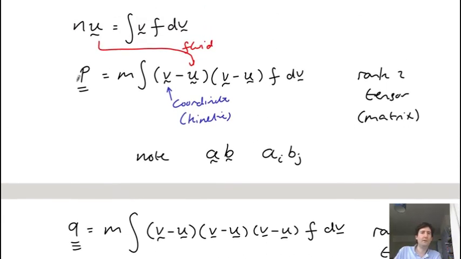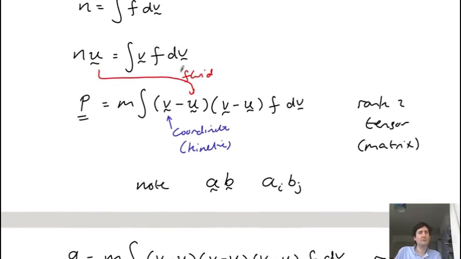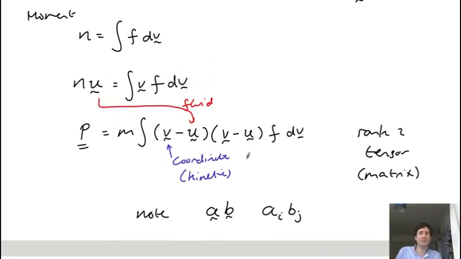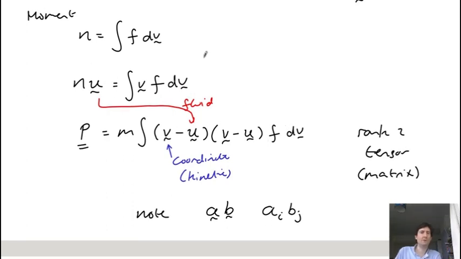And P here I've underlined twice, so it's a rank 2 tensor. I'll just try and be consistent with notation. So we have these moments of the distribution function. What we want to do now is apply these same operators to the Vlasov equation.